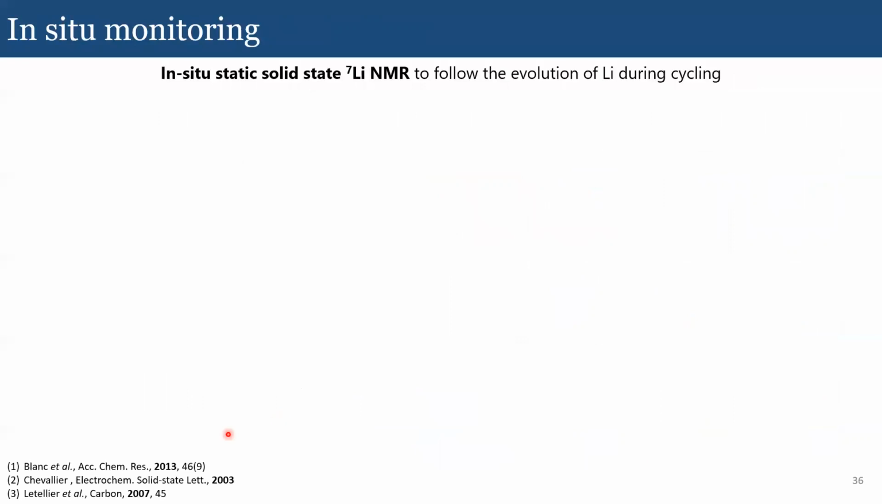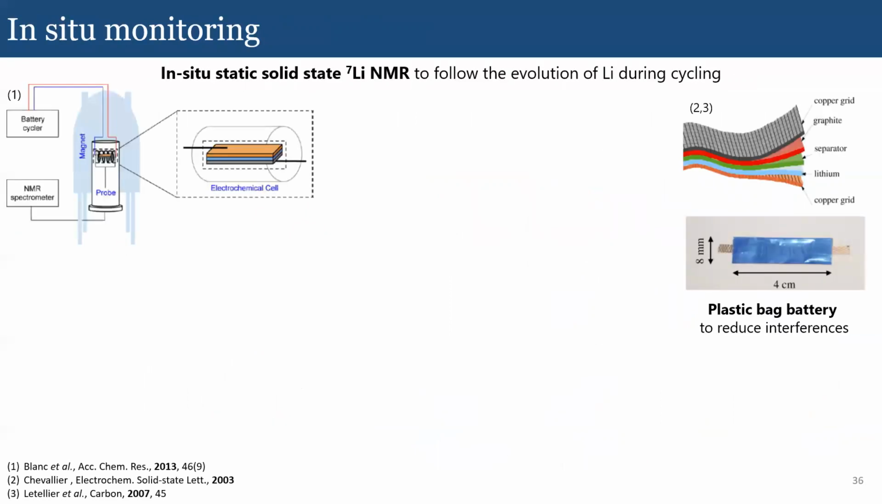So yeah, I'm going to end here with the final example because I found it quite interesting. And this is in situ monitoring of redox processes by solid state NMR, 7-lithium in that case. So this has been done multiple times now. And this is quite interesting because this type of system allows you to record an NMR spectrum while you are actively cycling a cell within an NMR magnet.